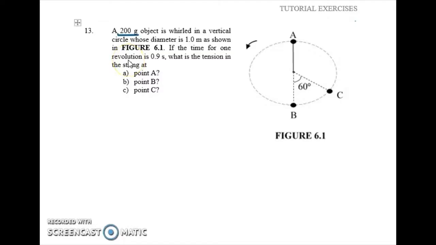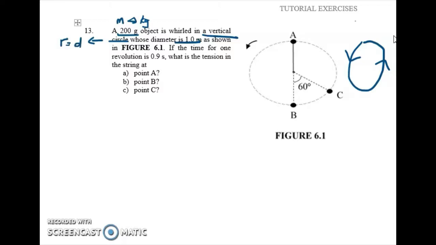Soalan nombor 13, dia bagi mass kat sini. Take note kena tukar dalam kg. Lepas tu dia bagi dia adalah vertical circle, meaning pusingan dia macam ni. Okay, dia turun, dia naik, turun, naik, turun, naik. Selepas tu dia bagi diameter of that circle. Therefore, awak kena cari radius dia.